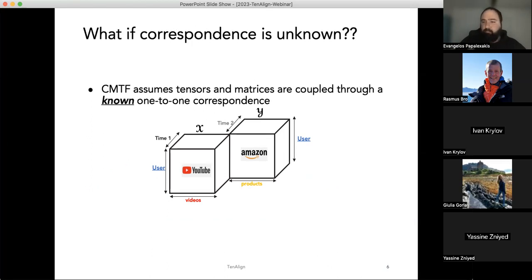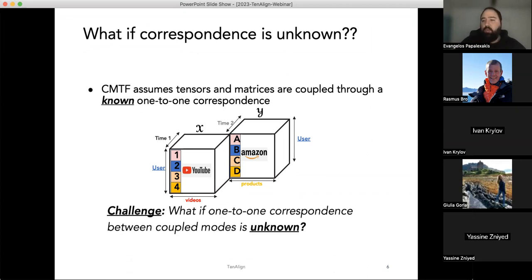So now here's the twist, right? As I said, the traditional way of looking at things assumes that there is one-to-one correspondence, or if there's partial correspondence, at least this correspondence is known. So I know that user 1 here corresponds to user A there, and 2 to B, 3 to C, and so on and so forth, right? And that's essential for me to be able to make sure that I force the correct variables to be in the same space.